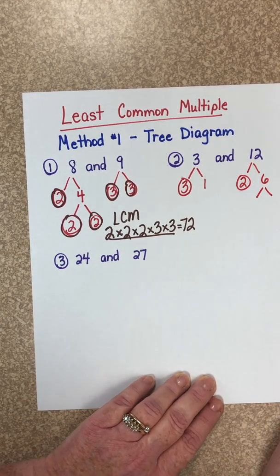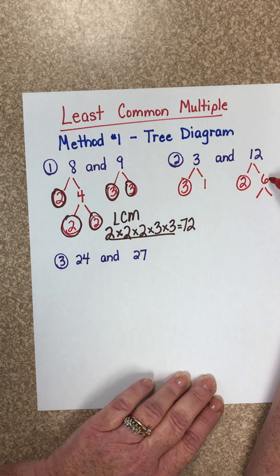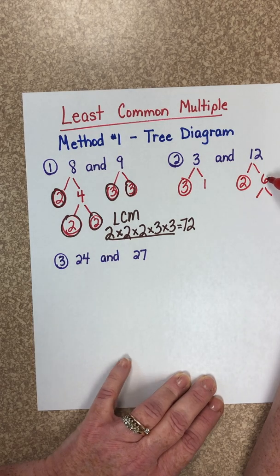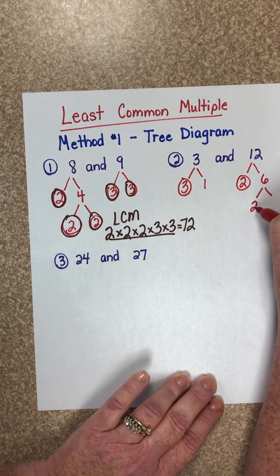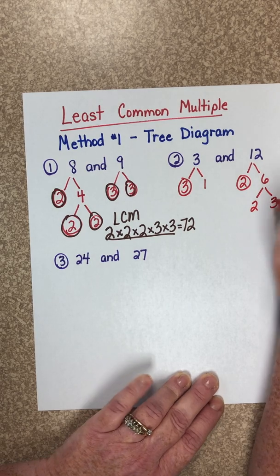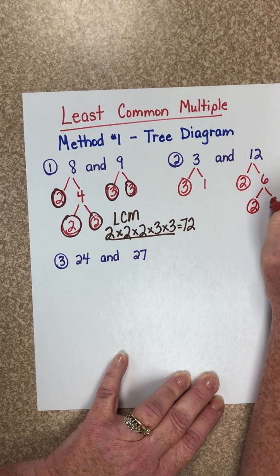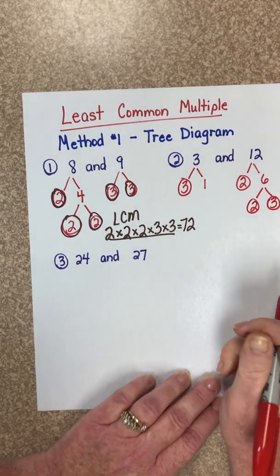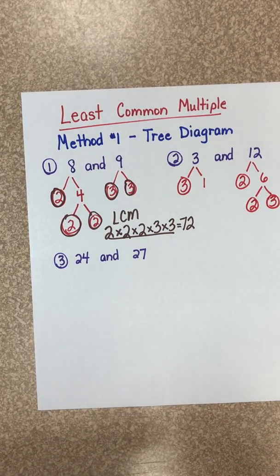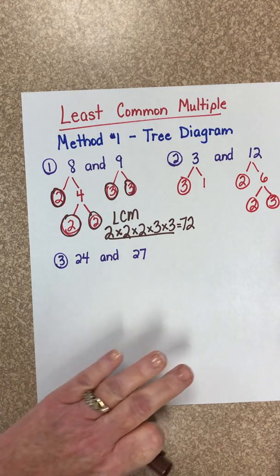So what's the smallest prime number for an even number? Because 6 is even, well, that's a 2. And 2 times 3 is 6. Well, we now know that 2 is prime, and so is 3. So now we're ready to look for our least common multiple.